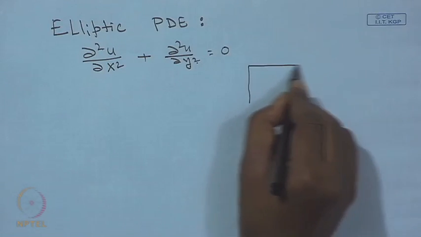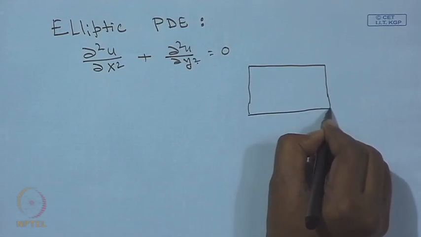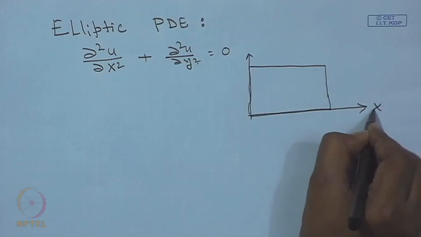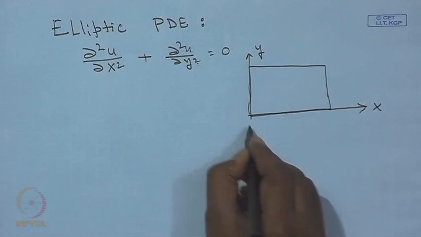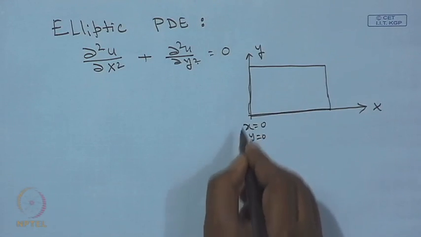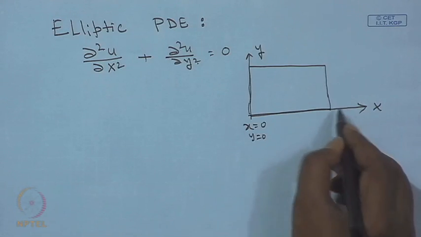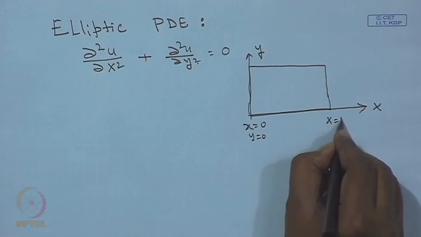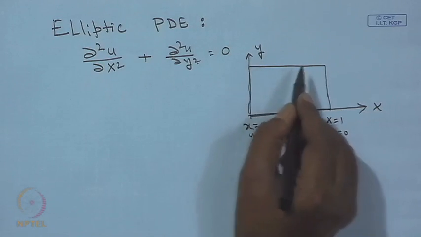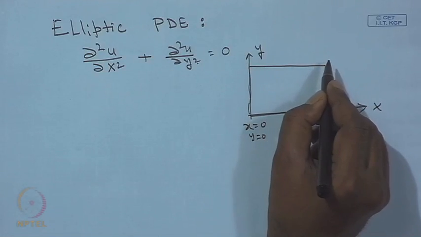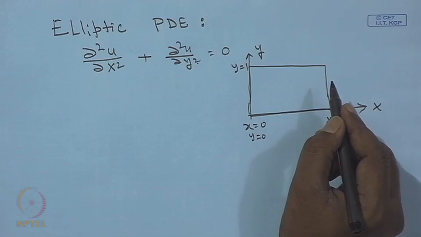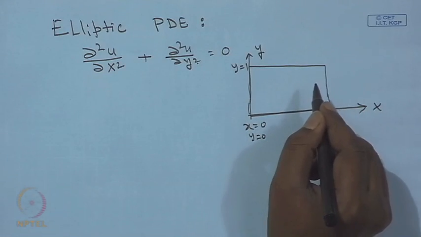Now, let us define our boundaries like this. This is the x axis, this is the y axis, this surface is x equal to 0. This boundary is located at x equal to 0, y equal to 0, this boundary is located at x equal to 1, y equal to 0, this boundary is located at y equal to 1 and x equal to 1. Okay.